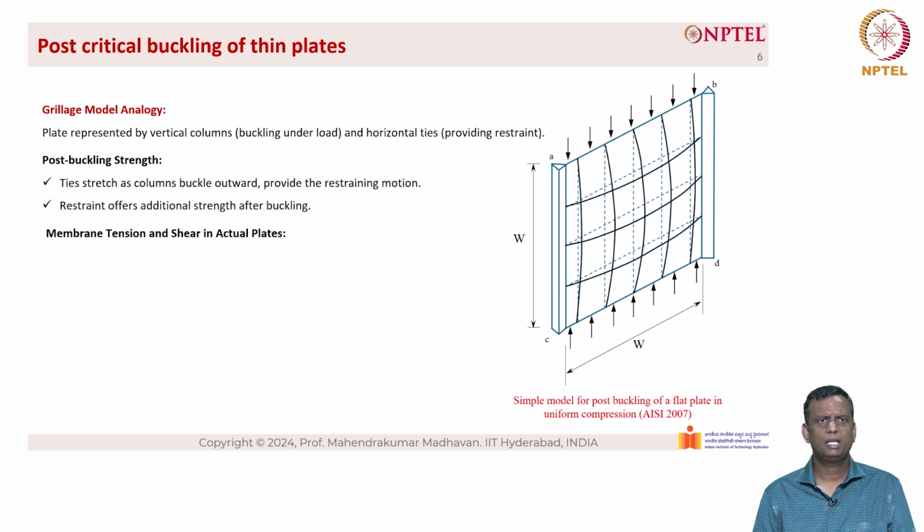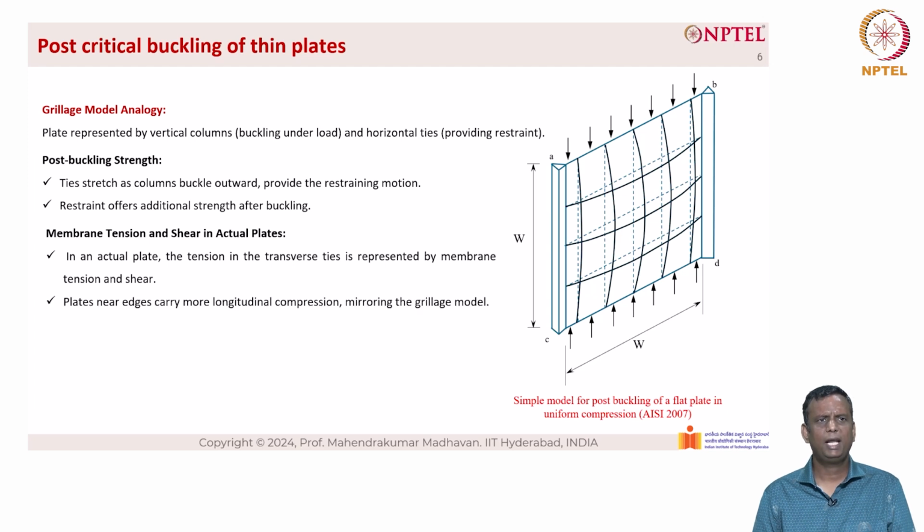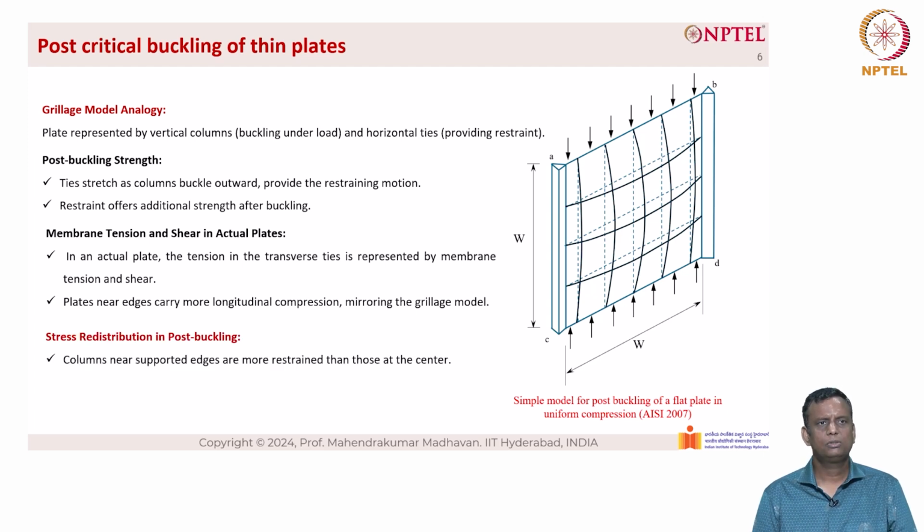The membrane tension and shear in actual plates can also be described as the tension in the transverse ties, represented by membrane tension and shear. The plates near the edges carry more longitudinal compression, mirroring the Grillage model. Now let's understand how the stress redistribution in post buckling takes place. The columns near the supported edges are more restrained than those at the center. This results in more longitudinal membrane compression near the edges.